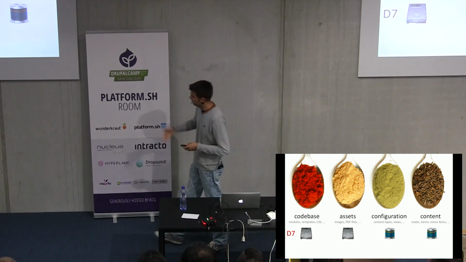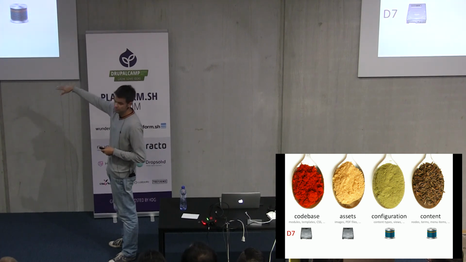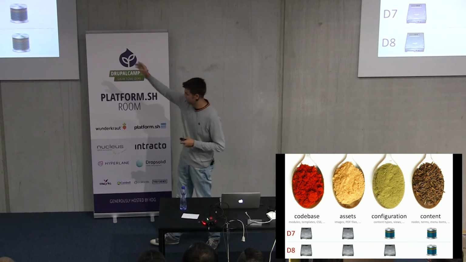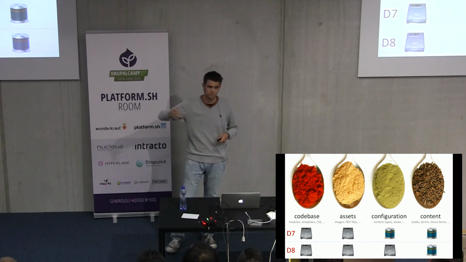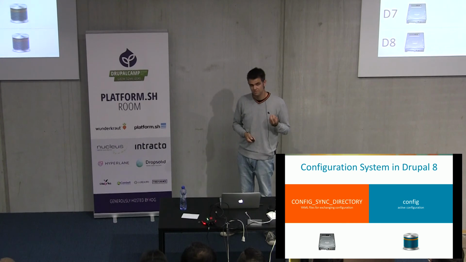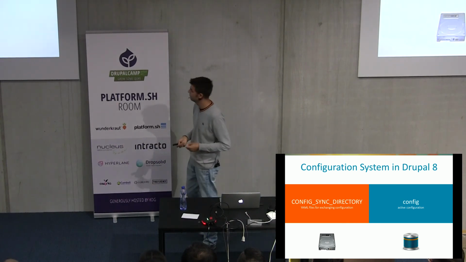So, to summarize this, in Drupal 7, code-based assets are on the disk, configuration and content is in the database. And now in Drupal 8, the configuration is also maintained on the disk. So the only thing that is in the database is the content plus some cache tables and state information. So if you look a bit deeper in Drupal 8, how this actually is set up in core.